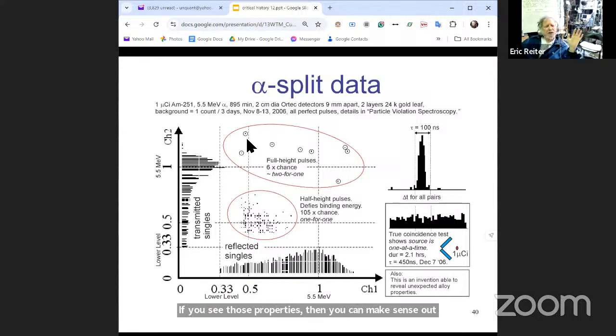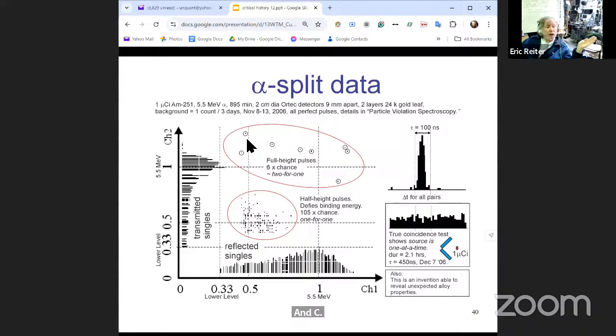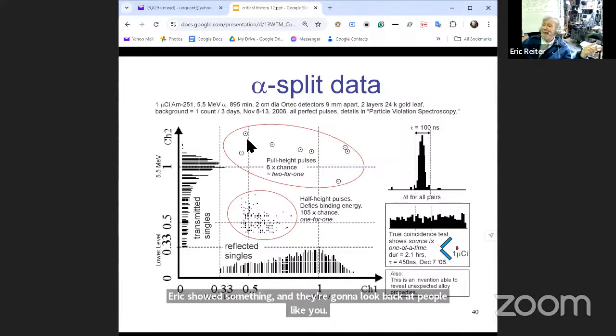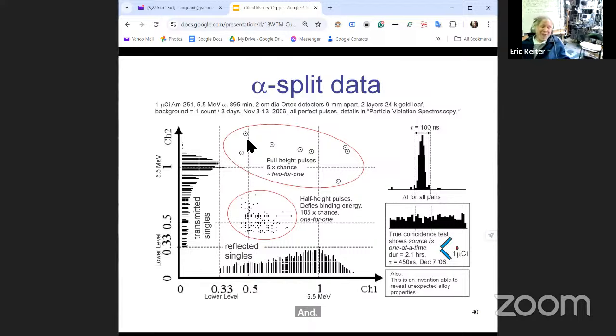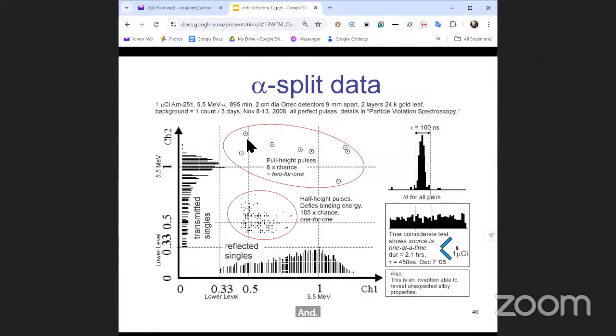And this argument is not going to be resolved here. I'm not going to just stay on here for the rest of the session and argue about it. People are going to be arguing with my results for a long time. And they're going to see, well, did Eric show something? You're going to find that Eric showed something. And they're going to look back at people like you and, all right, I'm going to have to stop. Can we ask other questions, please?